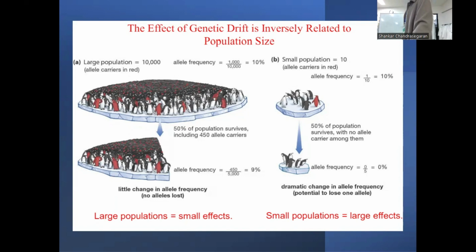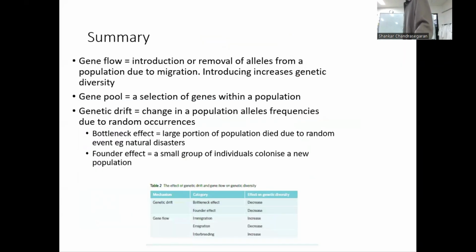Any questions? It's a lot, isn't it? Yeah. Essentially, gene flow is the introduction or removal of alleles from a population due to migration. If it's immigration, it's introducing genetic diversity. If it's emigration, it's reducing genetic diversity. Gene pool, remember, is the selection of genes or specific alleles within a population.